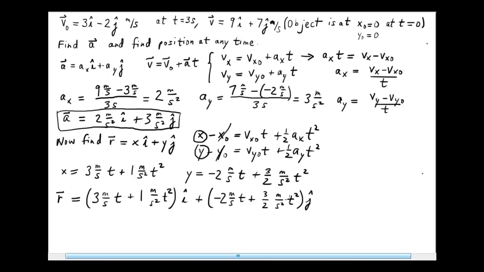It looks kind of messy, but it gives me all the information there is to know about this object. Give me a time t, say t equals 5 seconds. I can tell you where the object is at any time because this will give me its x-coordinate. The first term will be the x-coordinate. The second term will be the y-coordinate. And that'll tell me where it is as it moves through space. So that is the solution to this problem.